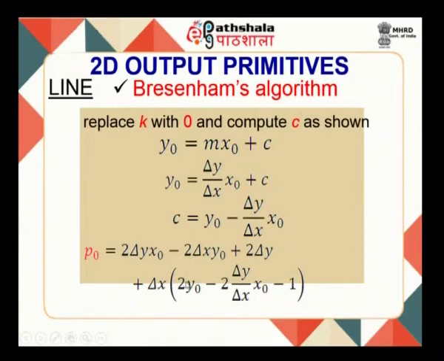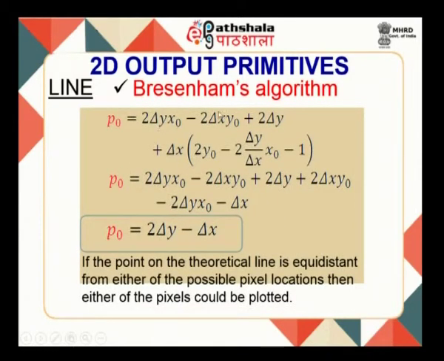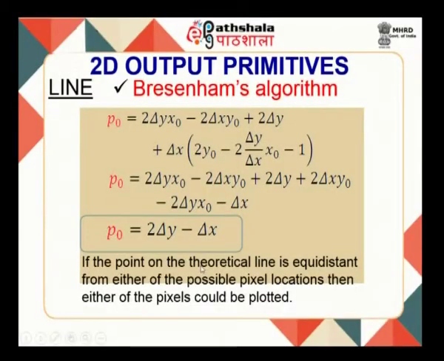So, when you sit and solve it with these steps, it would reduce to an expression 2 del y minus del x. So, P naught is a simple expression with 2 del y minus del x. The initial decision parameter is computed, and the next decision parameters are computed based on the previous decision parameters. And if the point on the theoretical line is equidistant from either of the possible pixel locations, then either of the pixels could be plotted.